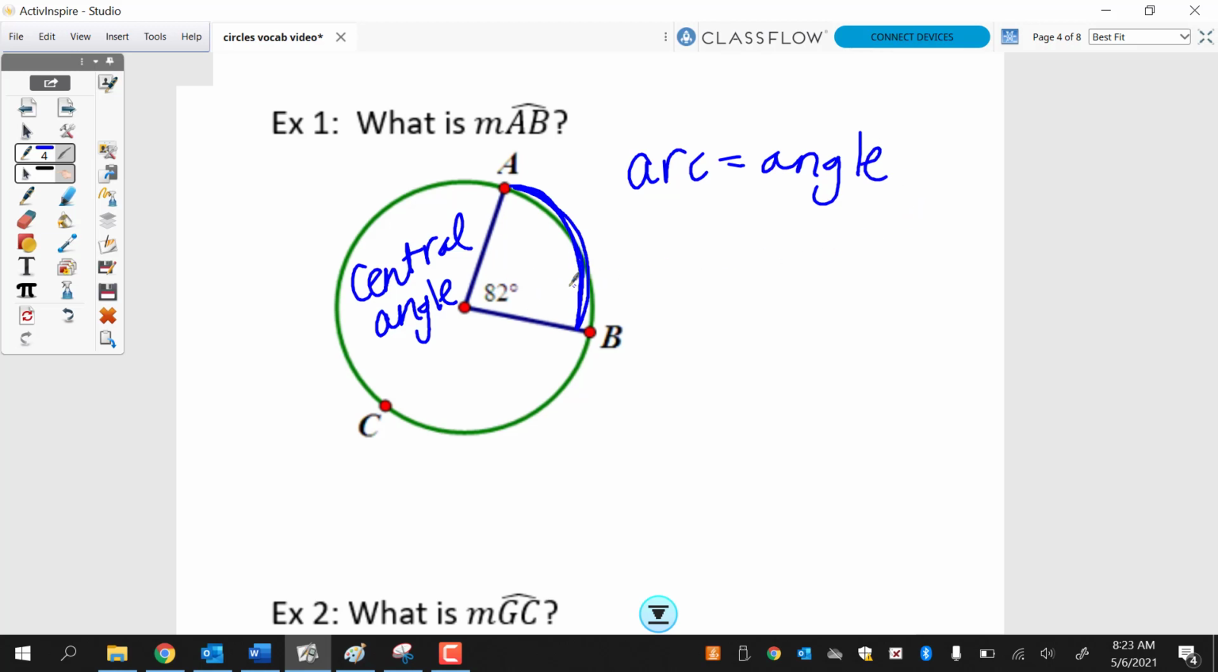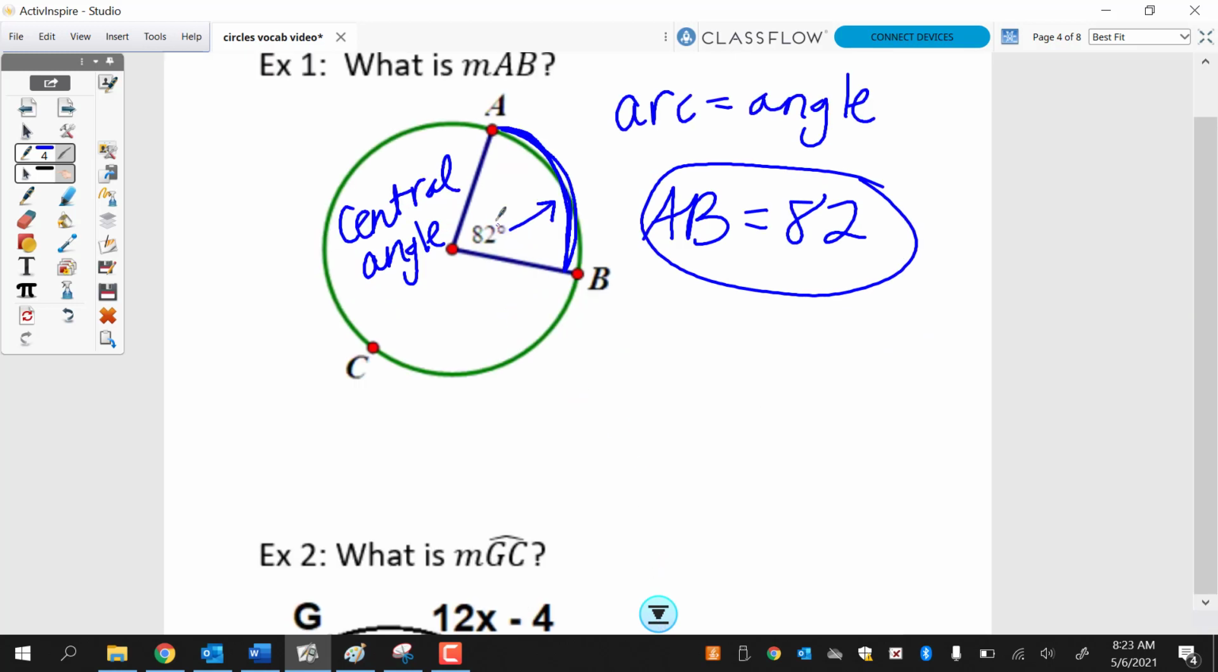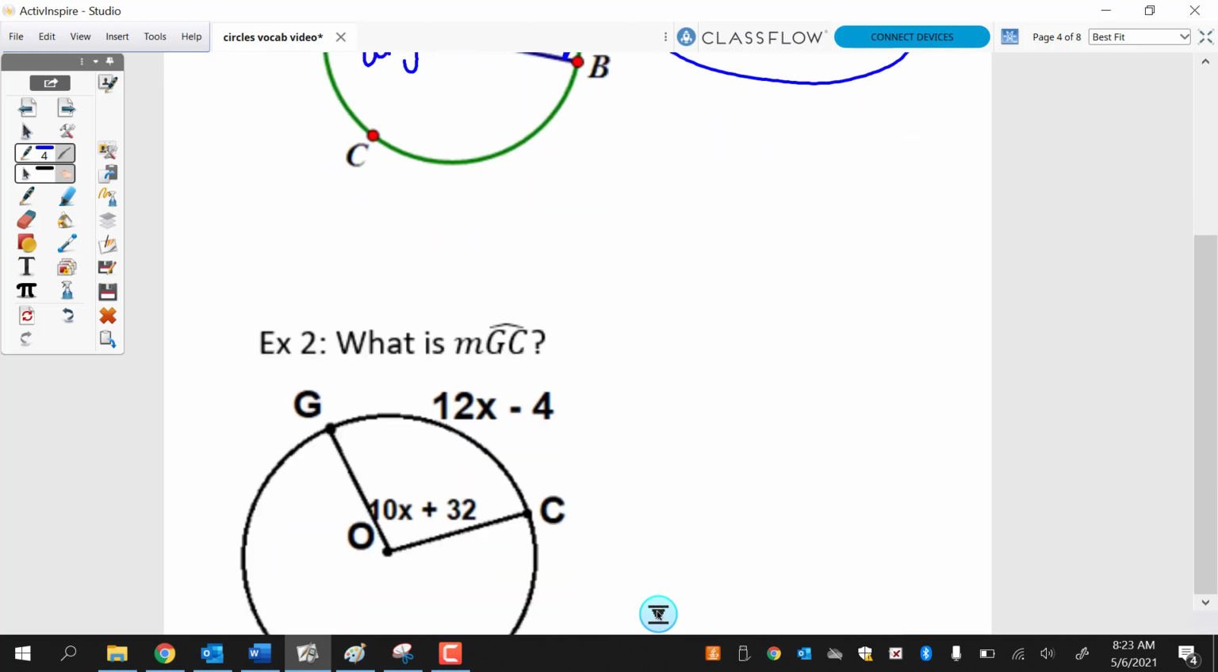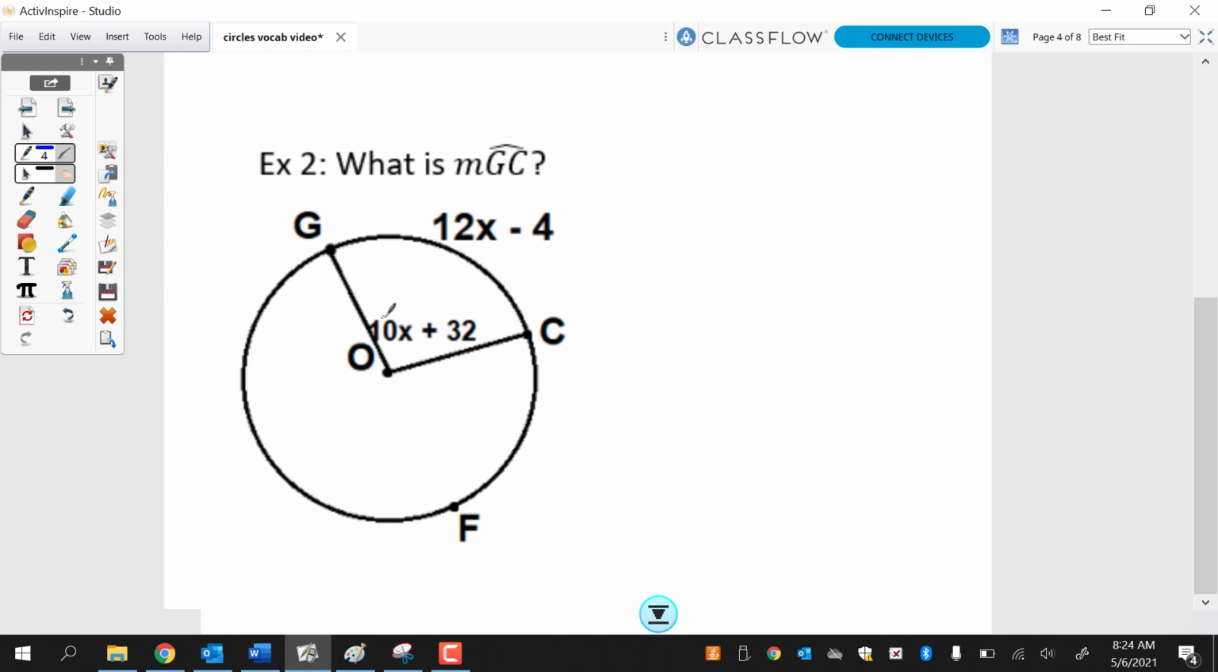Oh, so if they're equal, and this is 82, how much is arc AB? AB is going to equal 82. Easy. They're equal to each other. It does get a little more complicated when it's not just numbers. This one wants to know, what is the measure of arc GC?